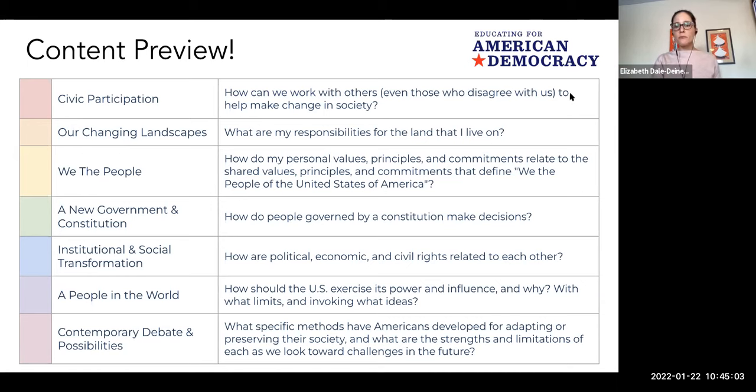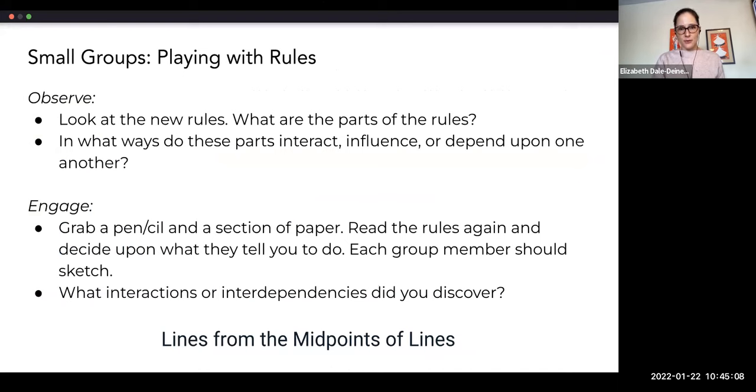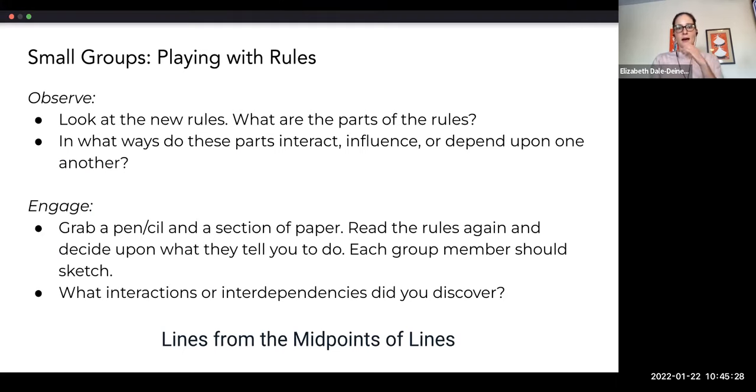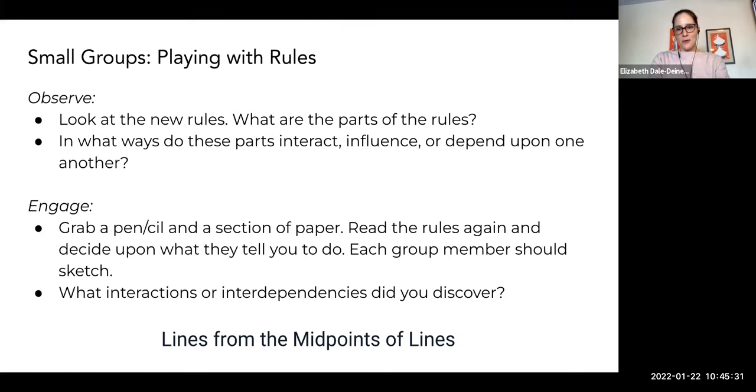What we're going to do next is I'm going to send you all into small groups in just a minute. The intention of doing this is that you can play with the rules. The rules are at the bottom. You are going to go into your breakout rooms and look at the rule: lines from the midpoints of lines. That's the rule. I'm putting it into the chat box. Lines from the midpoints of lines.